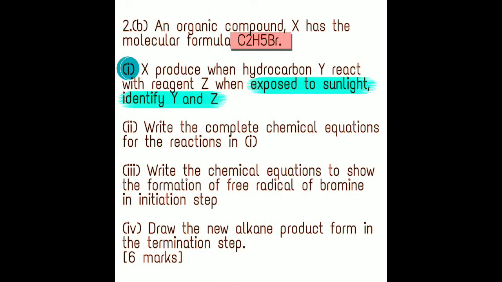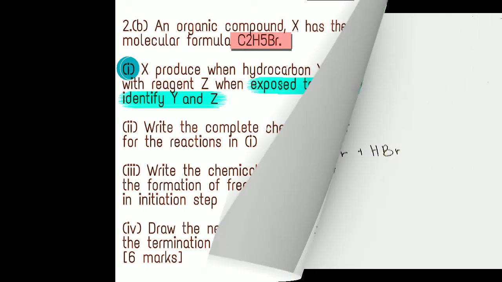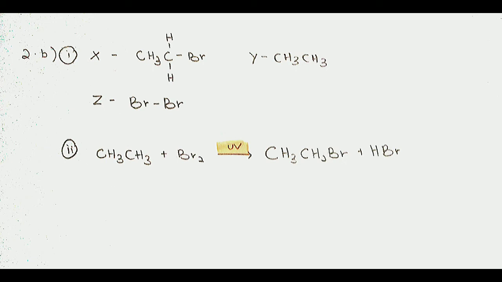Question B1. X is produced when hydrocarbon Y reacts with reagent Z when exposed to sunlight. Identify X and Z. From this question, we know that this is a reaction of halogenation. The type of reaction is free radical substitution reaction. The name is halogenation because it includes Br, which is our halogen. So, we want to identify X and Z. It was given X is C2H5Br. So, we will write it as CH3, CH2Br. Meanwhile, our reagent Z is Br2.